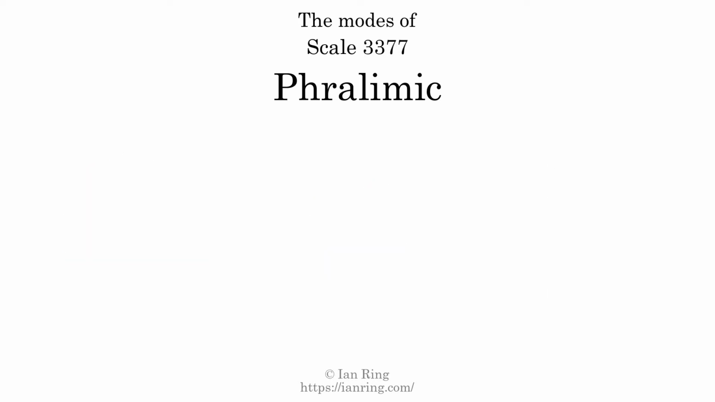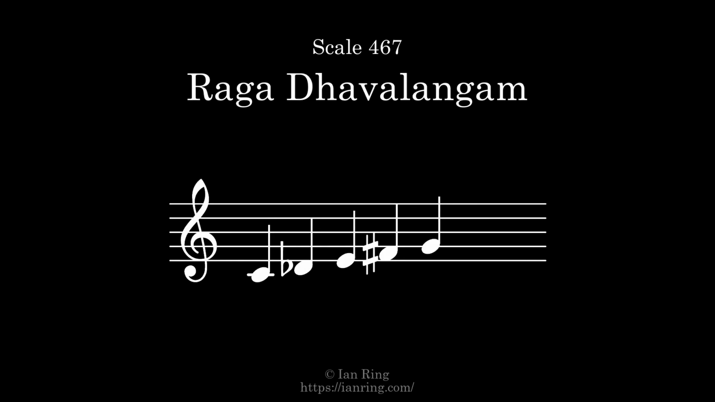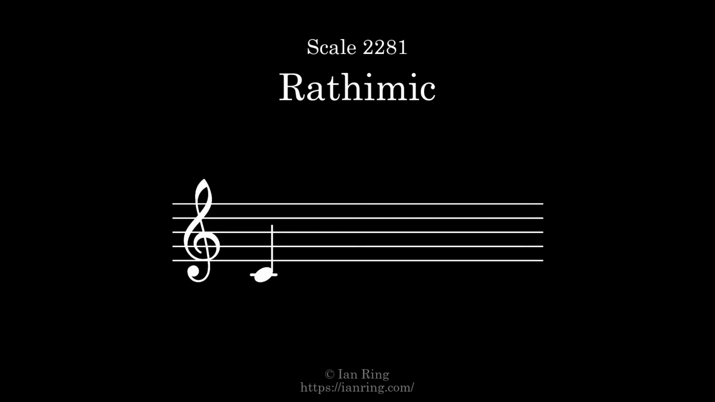This scale has 6 modes. The first mode is itself. The second mode is scale 467, also known as Raga Davalangam. It sounds like this. The third mode is scale 2281, also known as Phralimic. It sounds like this.